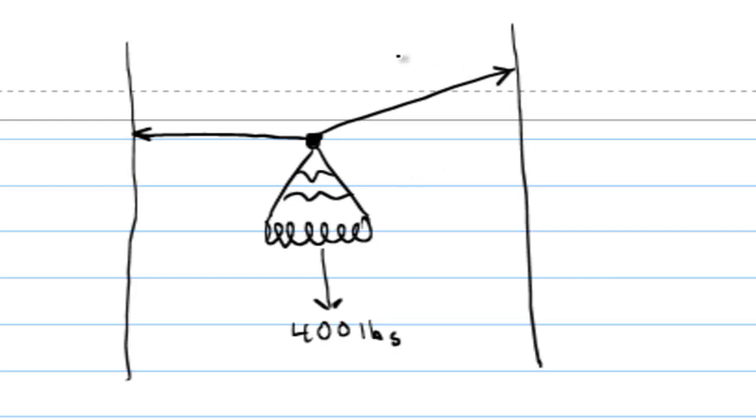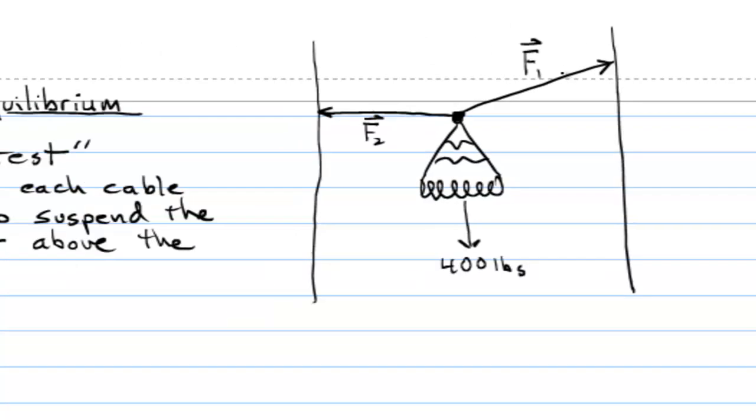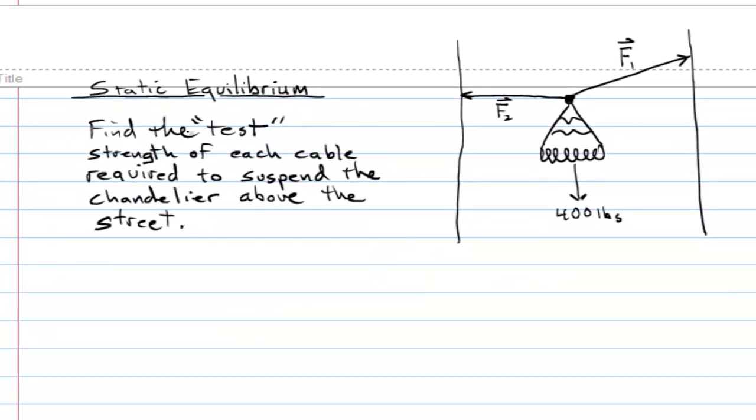And I'm going to say that we'll call this vector F1 and we'll call this vector F2. And with our vector trigonometry, we can solve for the magnitude of these vectors and determine the strength required, the test strength. So here's the question formally. Find the test strength of each cable required to suspend the chandelier above the street. That's what we'll look for. We want to find the magnitude of F1 and magnitude of F2 in pounds.